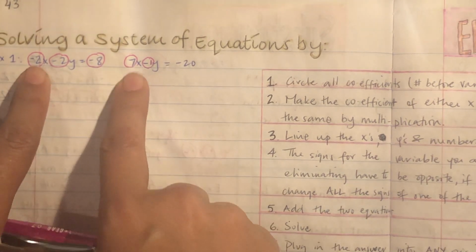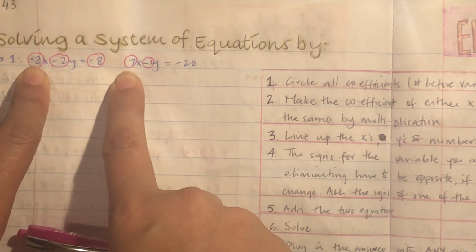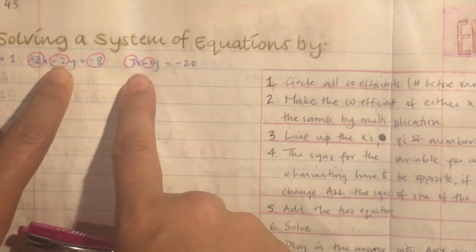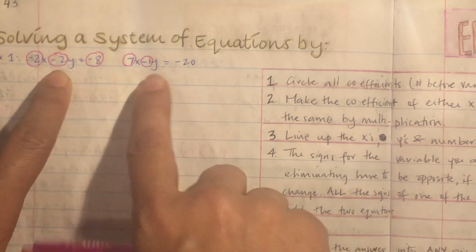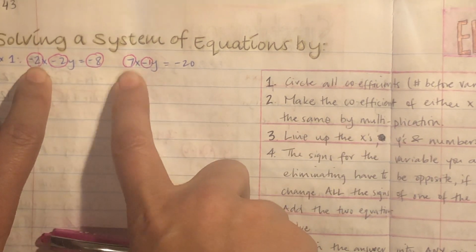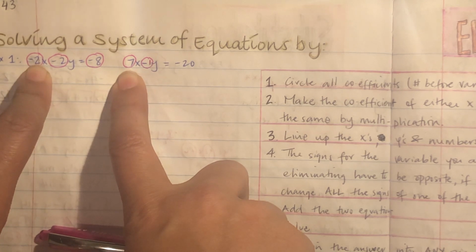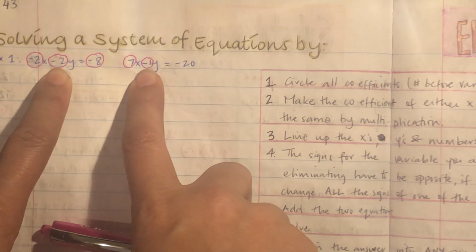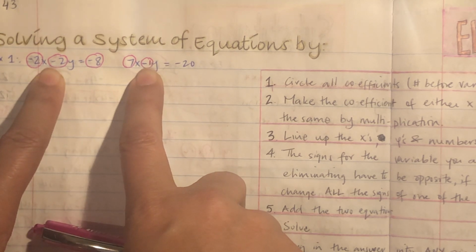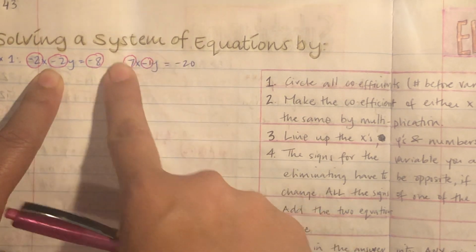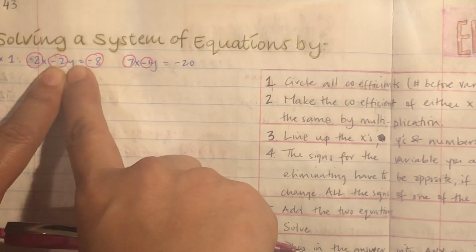So if I look right here, I have -2 and I have 7. Are those the same? No. I have -2 and I have -1. Are those the same? No. So I need to make them the same through multiplication. So is there a way I can get -2 to become 7 by multiplying? No. What about -2 to become, or the other way around, -1 to become -2? I can't. If I take this equation and I multiply it by 2, I'm going to make it the same.